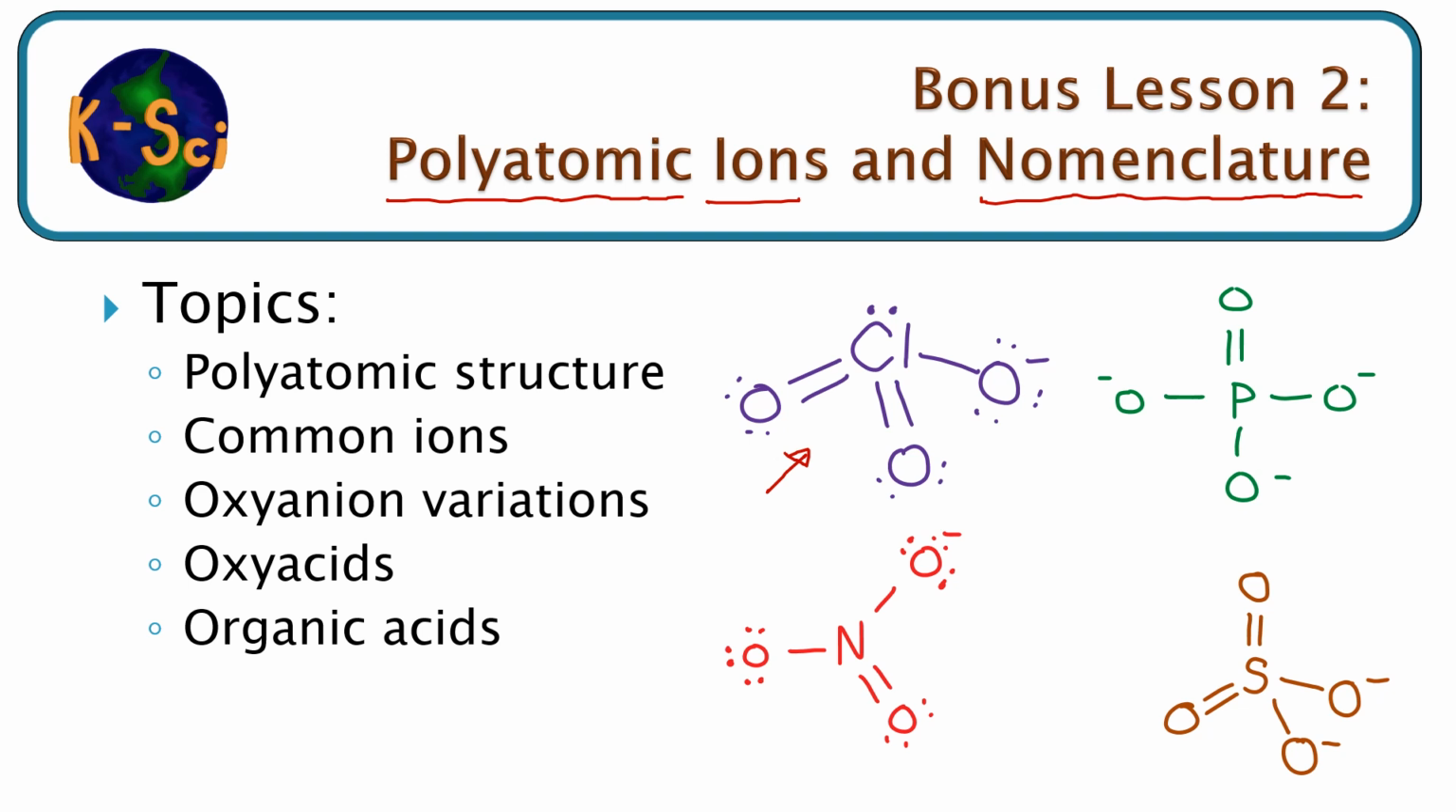So just like any other molecule, like water, it's got covalent bonds. The only difference is it has a charge. So these molecules with a charge can bond ionically with other ions that have the opposite charge. And so there's a whole host of different compounds that have these types of ions in them. So let's look at some common ones and learn how to name them.